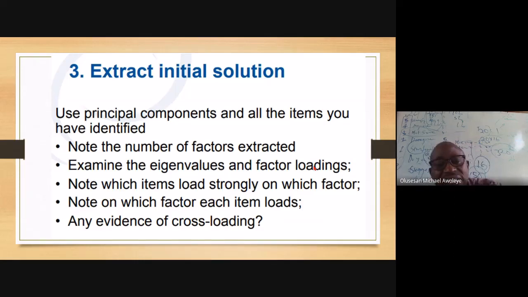But these eigenvalues and the factor loadings would inform the cut-off points you are going to set to determine which item is relevant. So, okay, from 0.5 and above, count it as significant. Note which items load strongly on which factor. This is very important. In fact, this will give you a glimpse of how to christen your factor.